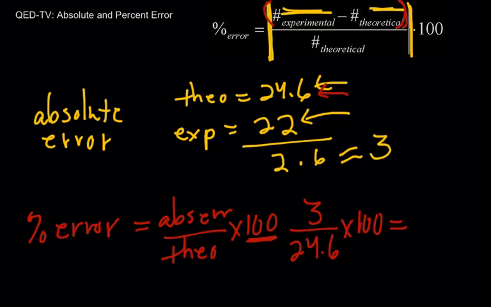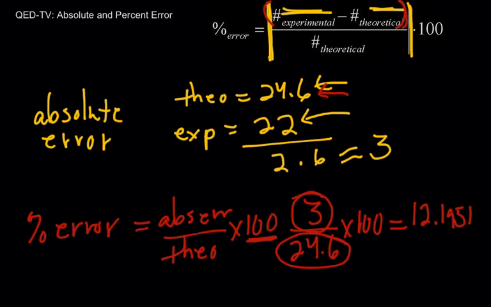And if I do that on the calculator, 3 divided by 24.6 times 100, I get 12.1951. And I can keep going for a long ways, but you know you're not supposed to do that. You're supposed to round it off to the right number of sig figs. Well, how many sig figs do I have in my measurements? This one here has 3, and this one here has only 1.